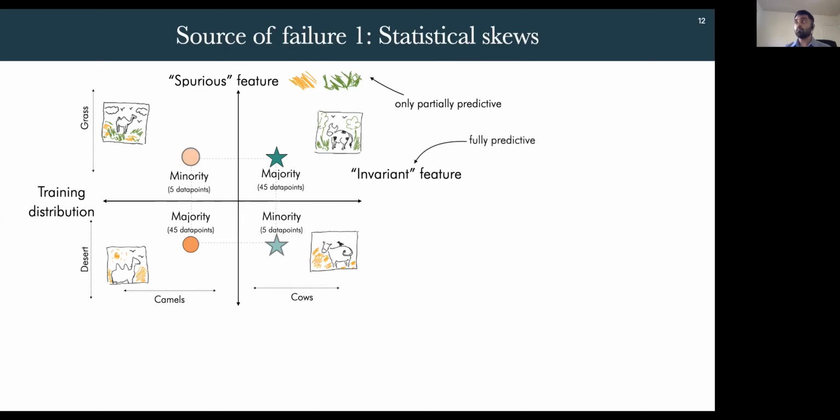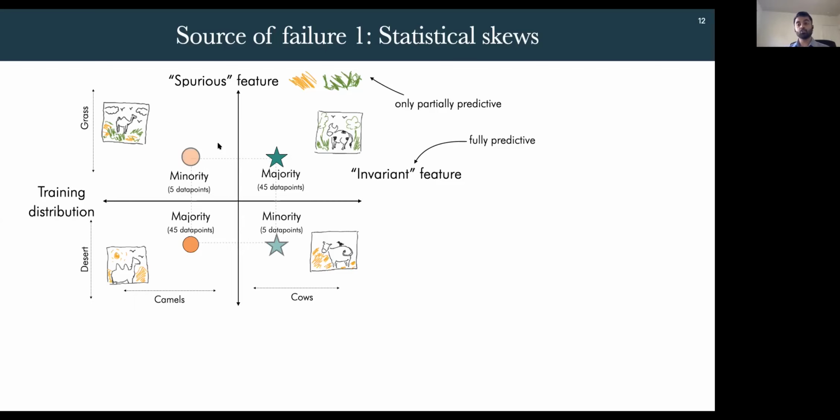But at the same time, I also have that the invariant feature is fully predictive. This is because everything in the right side of the invariant feature axis I know is a cow, and everything that's in the left side of the invariant feature axis I know is a camel. So the invariant feature is fully predictive, and the spurious feature is only partially predictive. So if I can show that in this data set, for some reason, the classifiers use the spurious feature, then I'll be able to understand what the fundamental source of failure is.